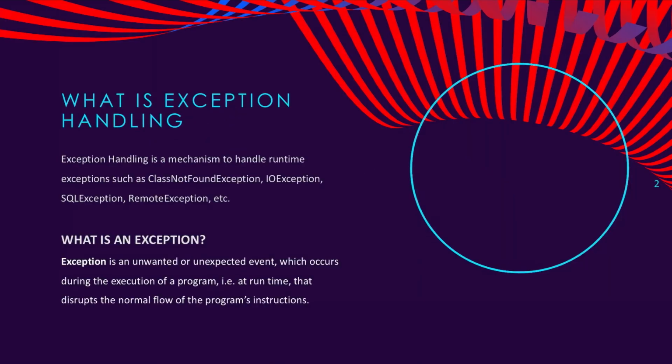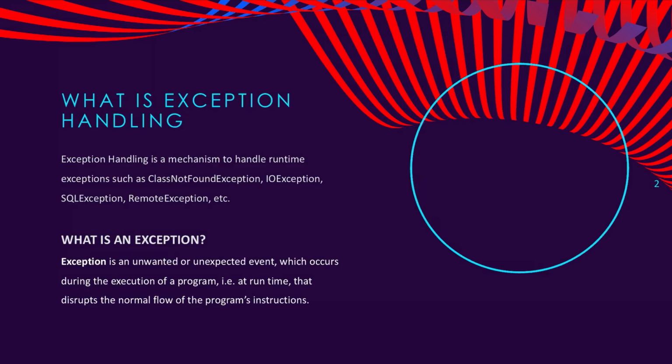So, you might ask, what exactly is exception handling? Exception handling is basically a way to handle runtime exceptions, and examples of these runtime exceptions can include class not found exception, IO exception, remote exception, etc. If you code Java frequently, you are bound to have come across these names.